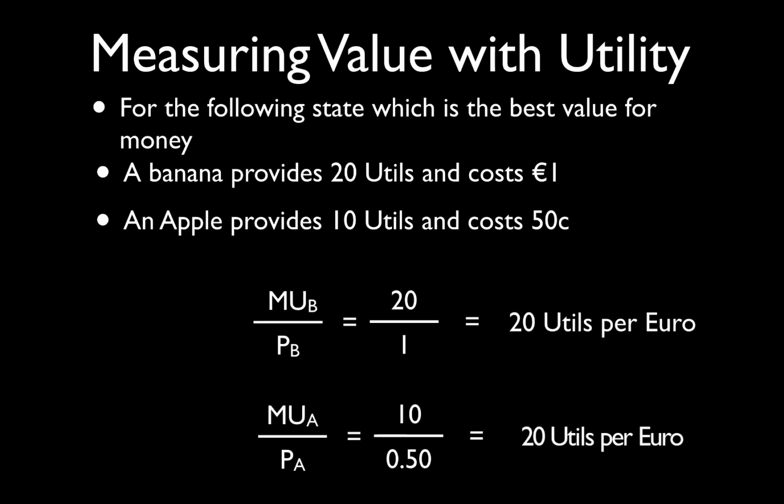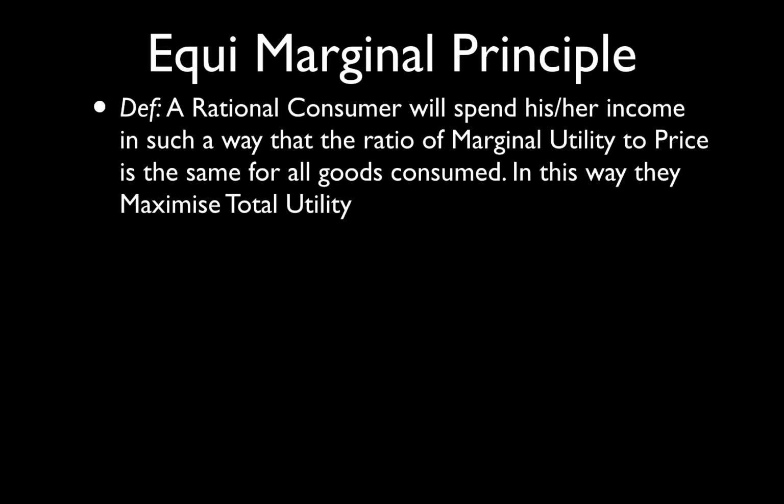And what we're saying here is they give you the same, so in utils per euro. So in this scenario, the consumer is absolutely indifferent, and he might as well just flip a coin about deciding whether he's going to have the banana or the apple. Okay, so we've already talked about this.